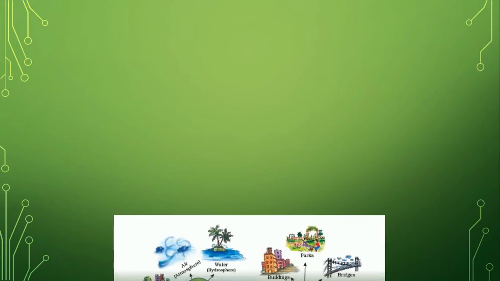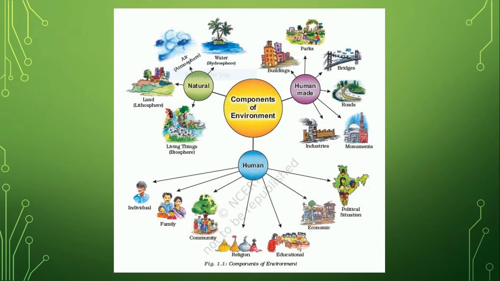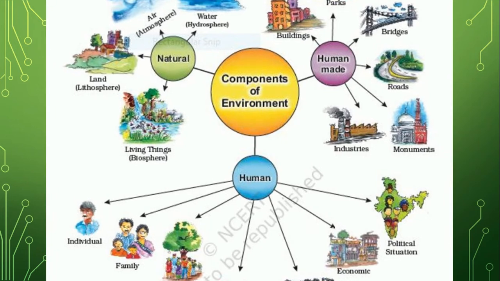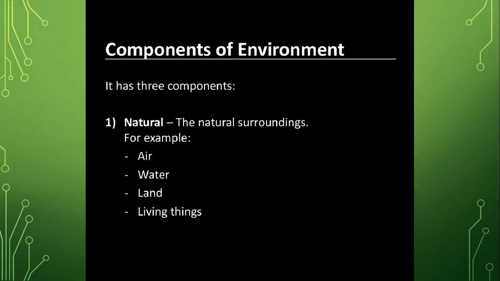Students, look at the picture here. This is the picture of components of environment. It has three components: natural, human-made and human. So the first component of environment is natural. The natural surroundings, for example, air means atmosphere, water means hydrosphere, land means lithosphere, and living things means the biosphere, where life can exist.